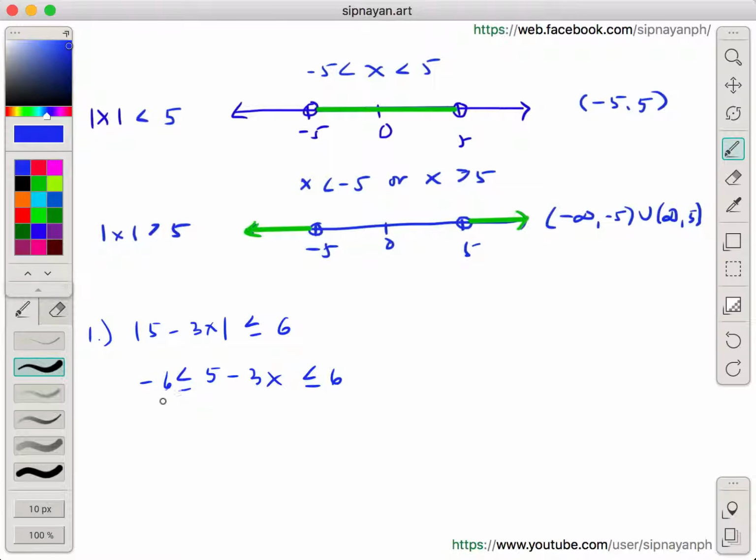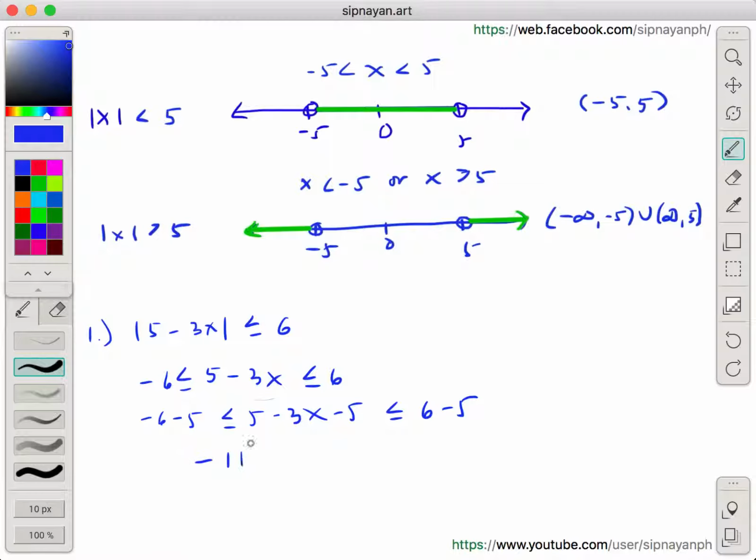And then we have to eliminate 5. We will remove the 5 here because our goal, by the way, is to leave only x here. So we subtract 5 from all the expressions and numbers. So it becomes negative 6 minus 5 is less than or equal to 5 minus 3x minus 5, which is less than or equal to 6 minus 5.